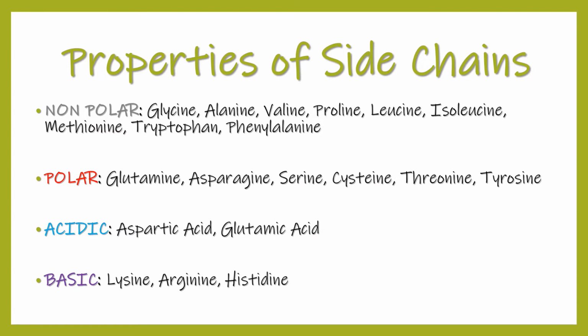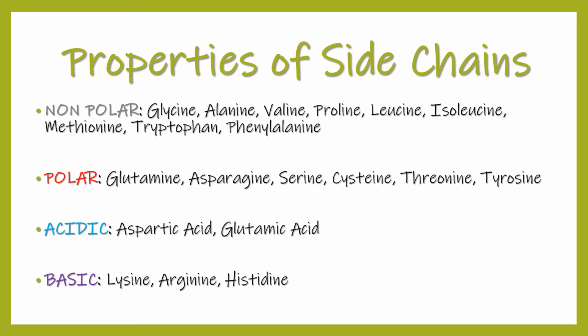So, properties of side chains. Like I mentioned before, the 20 amino acids all have different side chains. The first group of side chains are nonpolar side chains. This basically means that they are hydrophobic, and hydrophobic, I'm sure you know, means that it fears water or doesn't like water at all. So the nonpolar or hydrophobic amino acids would be glycine, alanine, valine, proline, leucine, isoleucine, methionine, tryptophan, and phenylalanine. It's a lot of amino acids, about 9 of them.